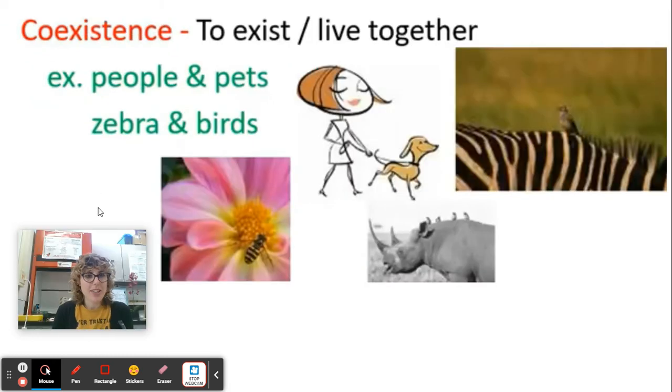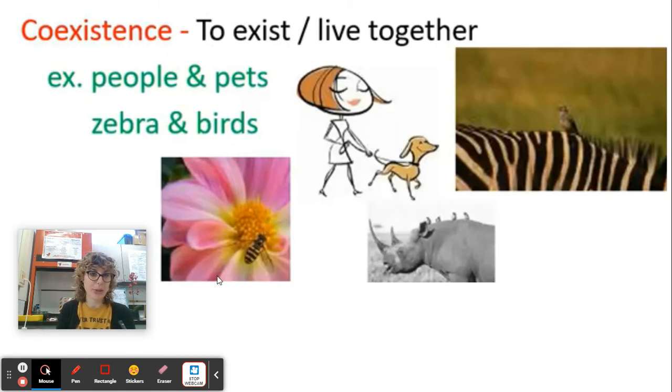So then let's talk about this concept of coexistence, right? This is living things being able to exist or live together. A really good example would be this relationship between a zebra and a very special bird that lives on the zebra that helps to eat all of the bacteria and dead material that's on the fur of the zebra. And so that bird is going to benefit by getting food, and the zebra is going to benefit by staying healthy by having that bacteria removed by the bird.